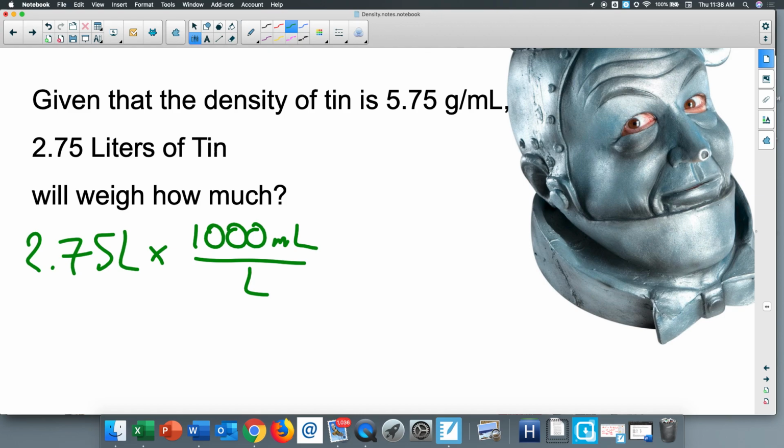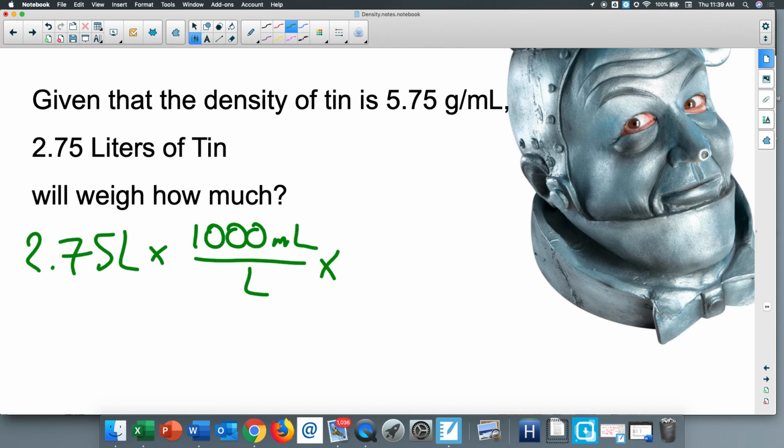And then what am I going to do? Oh no, I did it. What are we trying to get to? What are we trying to find out? Which is weight? Weight is in what unit? It is grams. So I want to get the grams from here.